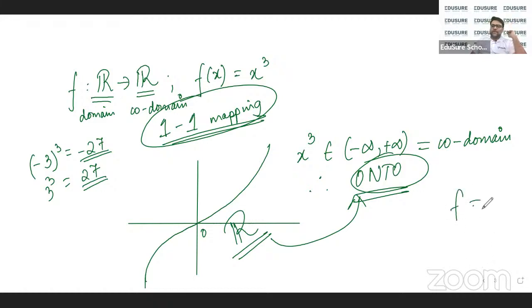So an example of a function which is one-to-one and onto. Multiple examples. f(x) is equal to x. That's also onto. f(x) is equal to x minus 2. This is also one-to-one as well as onto. Please understand, x takes all real numbers. x minus 2 will also take all real numbers.